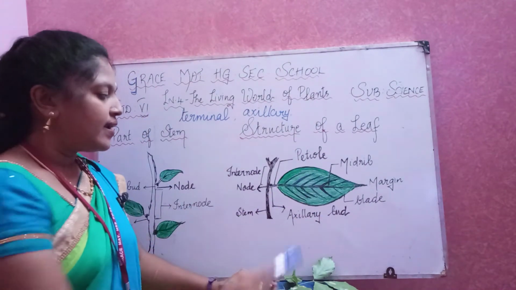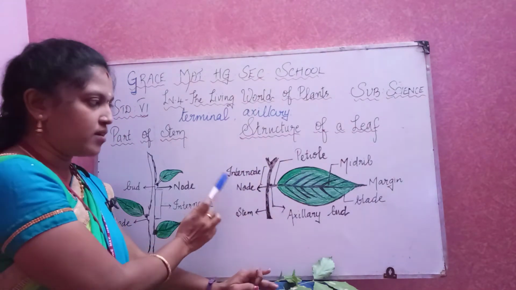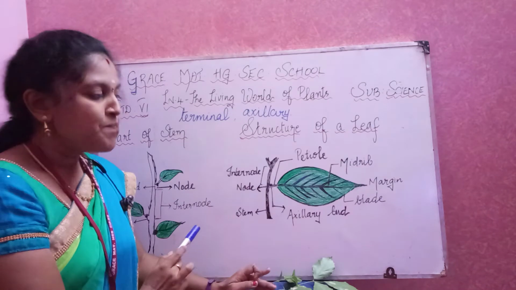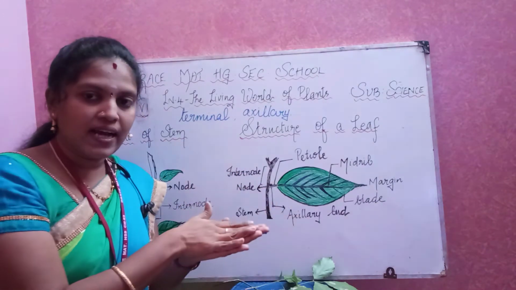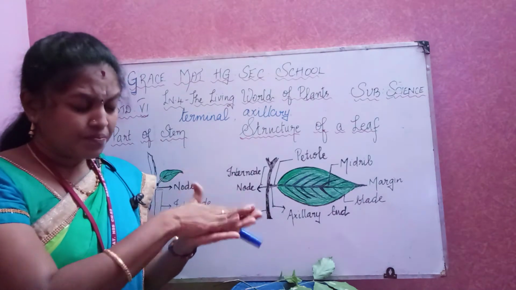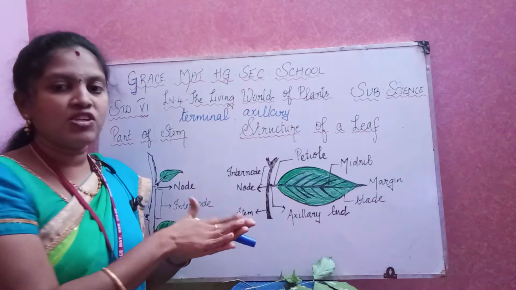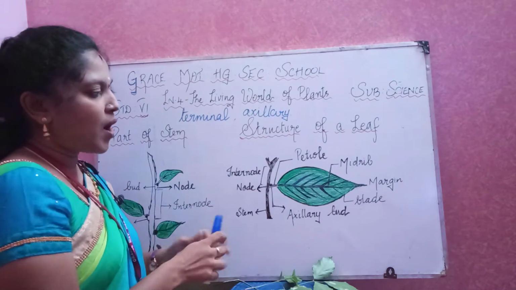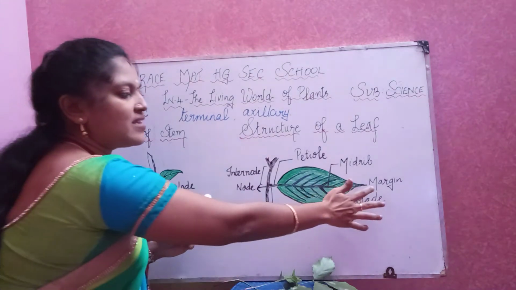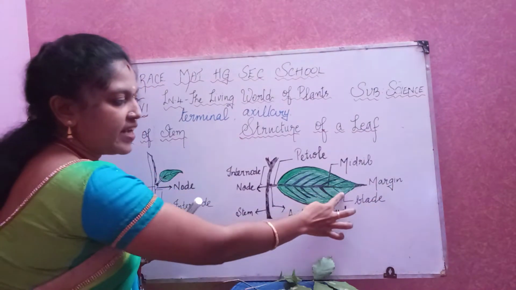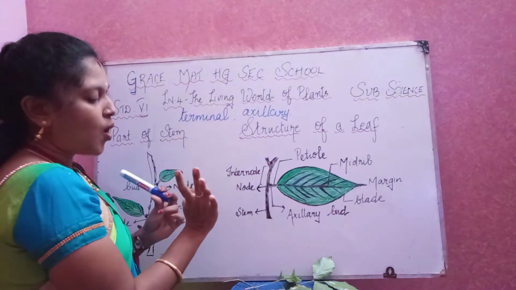Okay, children. Next. We have already learnt about node and internode. So this is the petiole. And what is the main leaf part called? It is the lamina. Okay, children? Lamina. Leaf blade, otherwise called lamina. Next, it is about the margin. Border of the leaf is called the leaf margin. This is the leaf blade, otherwise called lamina. Okay, children? Any doubt in this?